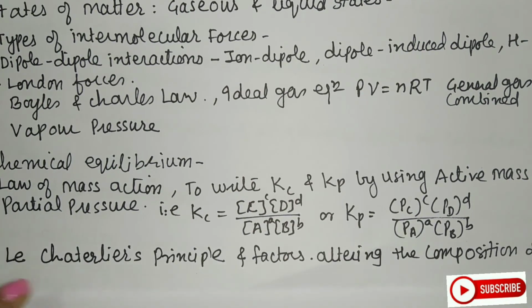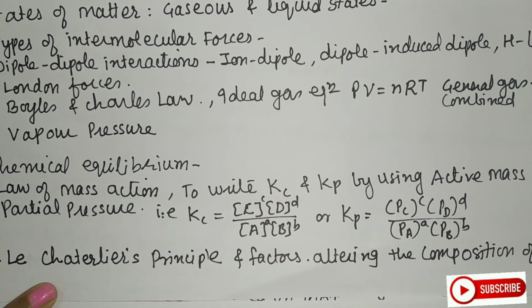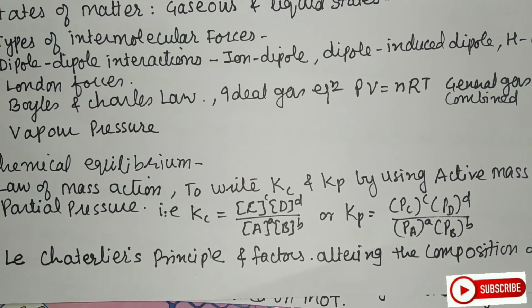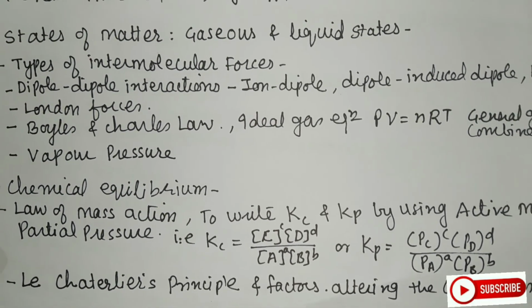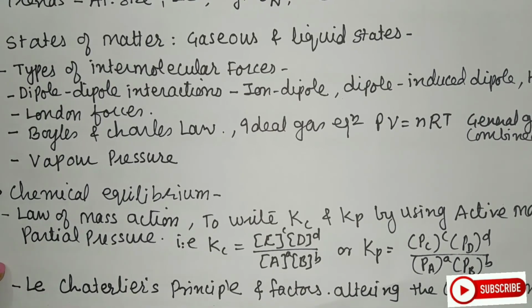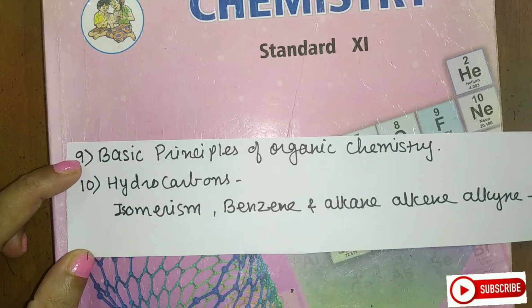Next important thing is Le Chatelier's principle, and what are the factors that alter the composition or the position of the equilibrium, how the equilibrium will shift, and what should be the conditions of pressure and temperature. So you should know how to assign the conditions. So this is all from chemical equilibrium.